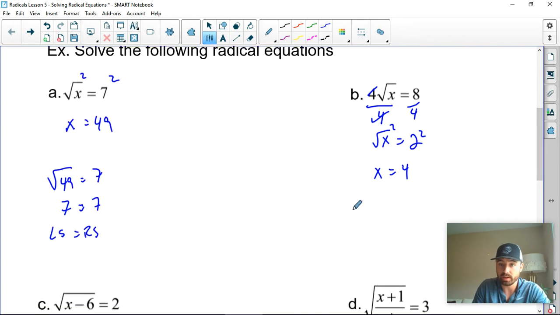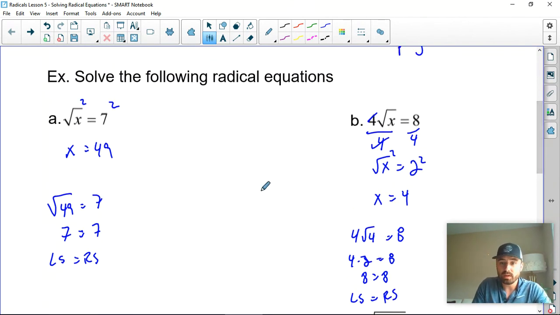Okay, let's do a check here. So we've got 4 times the square root of 4 is equal to 8. Square root of 4 is 2, so we have 4 times 2 equals 8, and 8 equals 8. So left side equals right side.